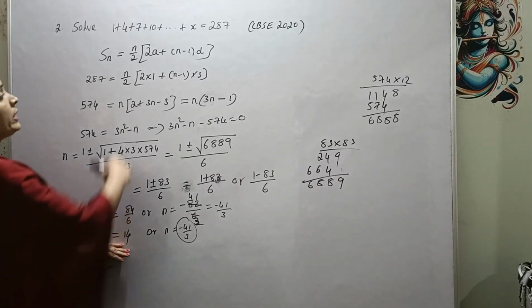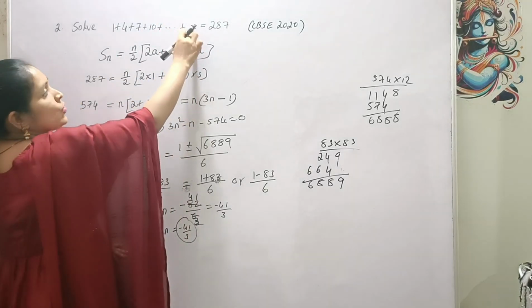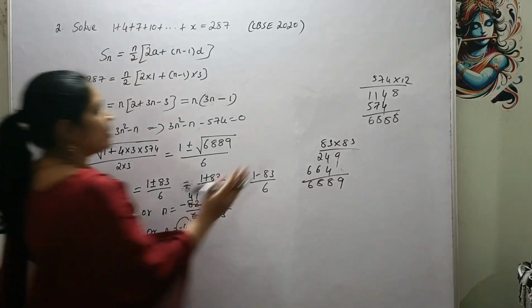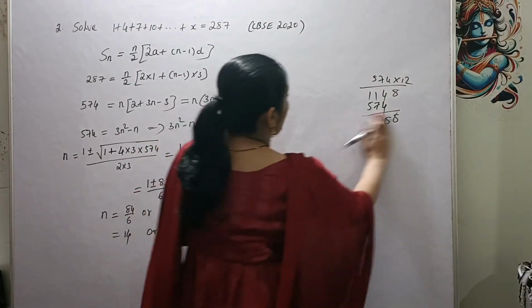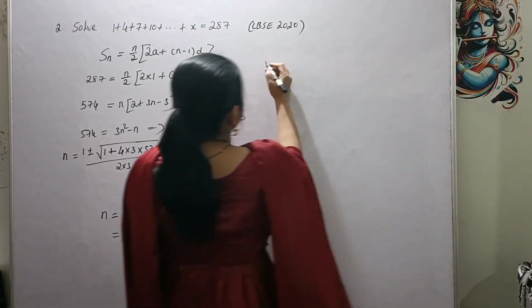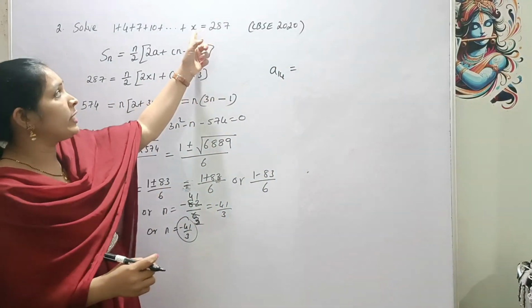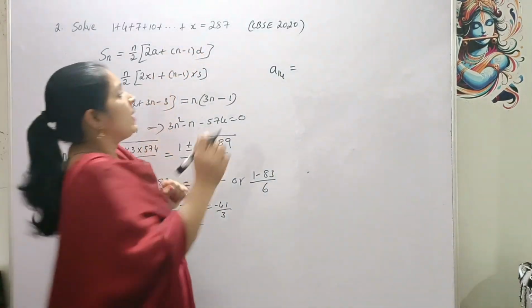That means the 14th term. The 14th term is x. Then what is the value of x? We have got the value of n, 14. Now we have to find the nth term, that is the 14th term, that is x. So let's find the 14th term, that is a14.